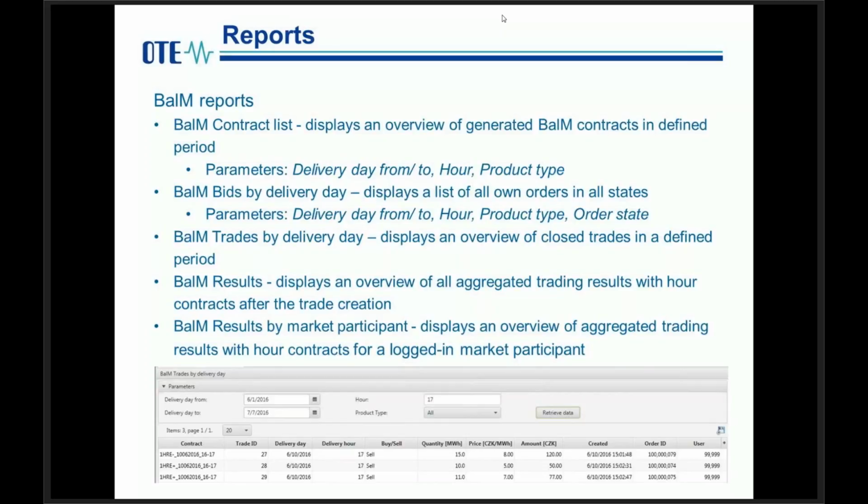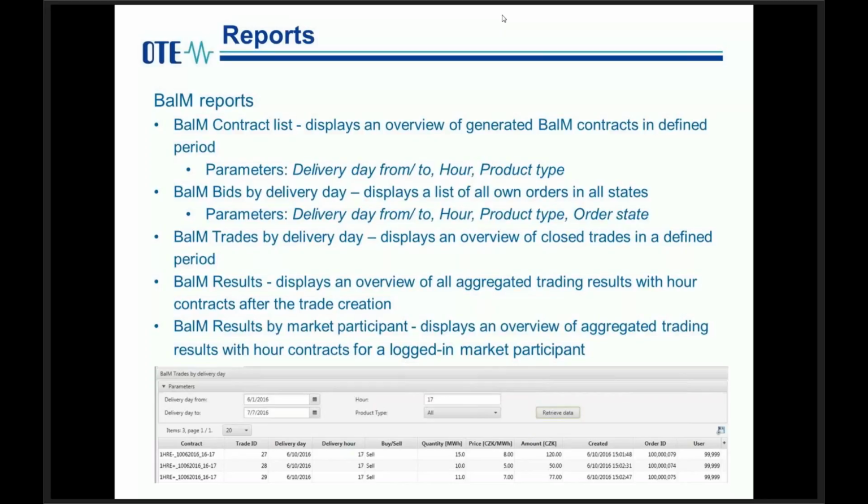We see a list of contracts, bids for delivery day, trades by delivery day, which only show the trades and offers of the participant which is logged in. Then we have the reports of results for all participants, so these are aggregated for individual contracts. It will be defined individually for the positive and negative regulation energy respectively.